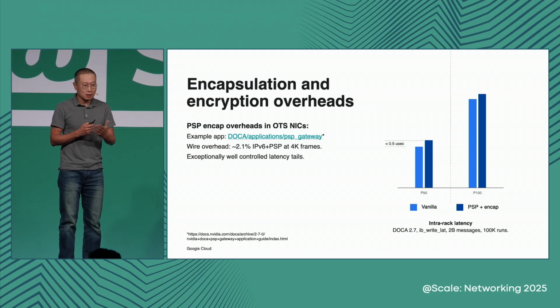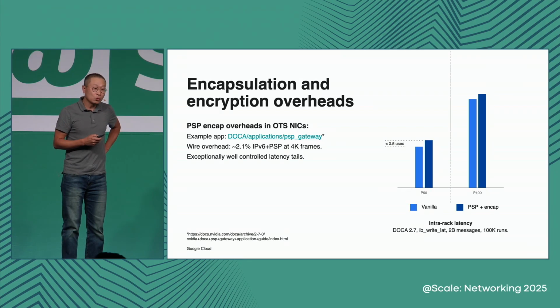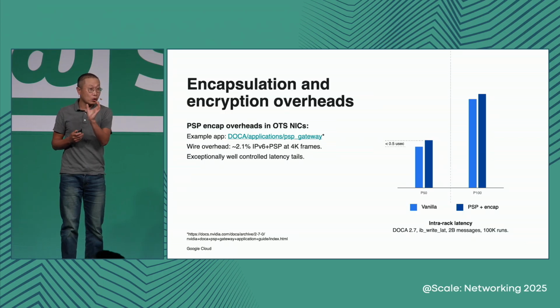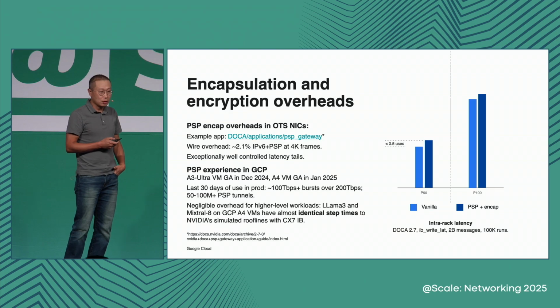Latency side. Let's look at this chart. You're looking at two bar charts here. Light blue is without encapsulation and encryption, and dark blue is the total latency with our encapsulation stack, along with encryption. Then you see P50 latency versus P100 extreme tail latency. One thing you can notice is that the gap between the two is very, very small, even at the tail end. That's the beauty of well-tuned hardware acceleration.